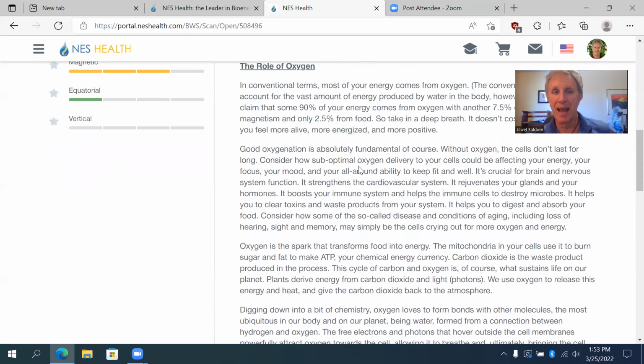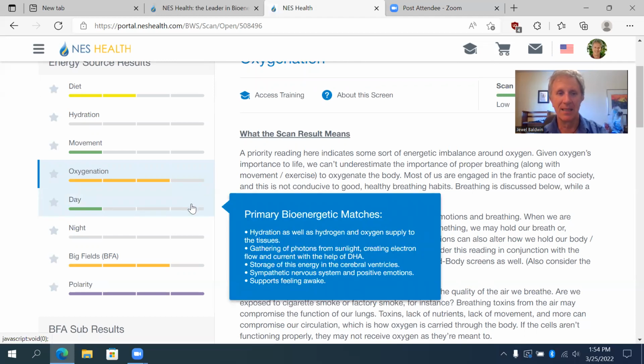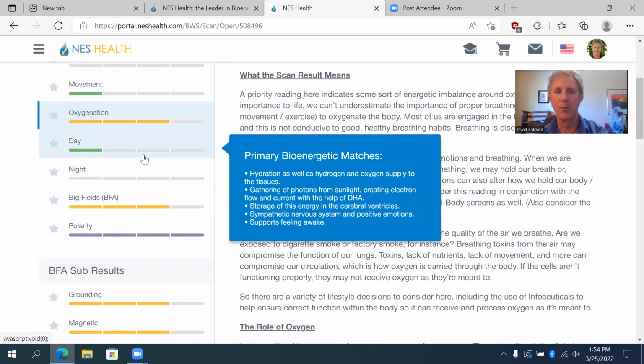There's all kinds of hacks. There's all kinds of ways you can improve oxygenation. That's all going to be found in the recommendations here. The next two items are day and night. Okay, these relate to the circadian rhythms.